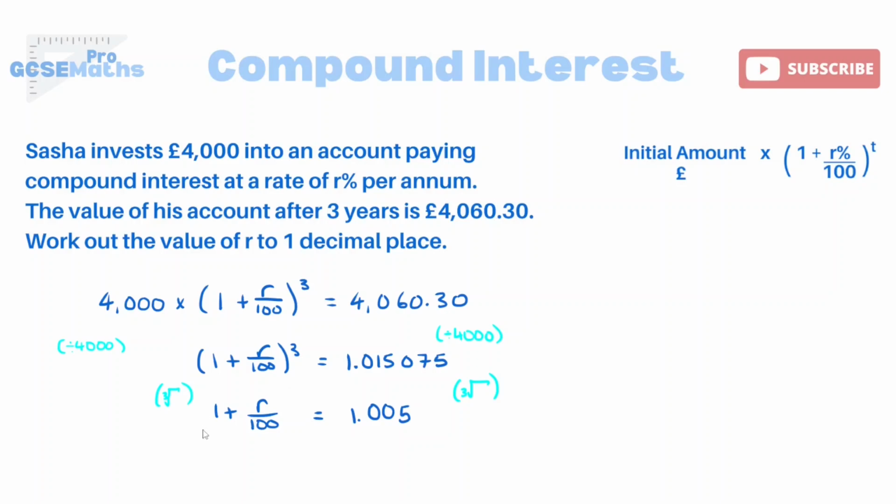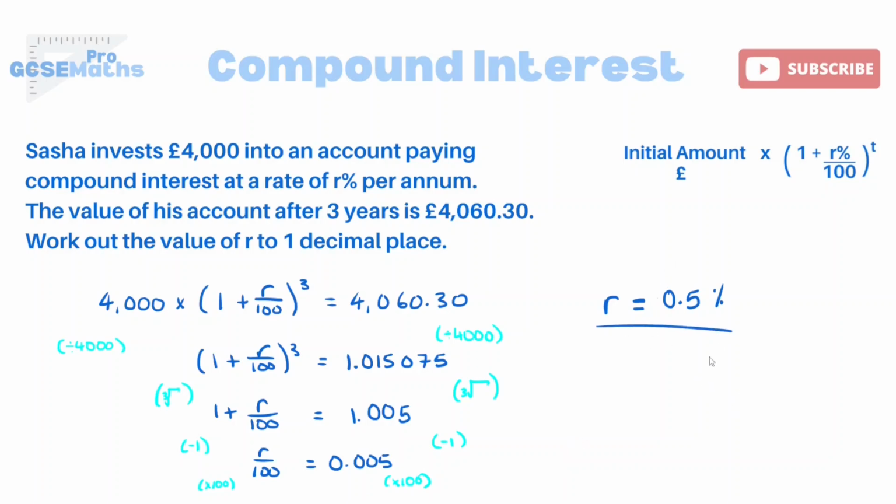Okay, now it's pretty straightforward. I'm obviously just going to subtract 1 and then times by 100. I get r over 100 is equal to 0.005, and then I will obviously have to times by 100. I'm just going to put it over here, so that gives me r is equal to, and if we times this by 100 we get 0.5, and that's now in percentage format. So it says leave it to 1 decimal place. I already rounded it over here, but effectively that's what you would get. 0.5% was the rate of interest. So that is your answer.